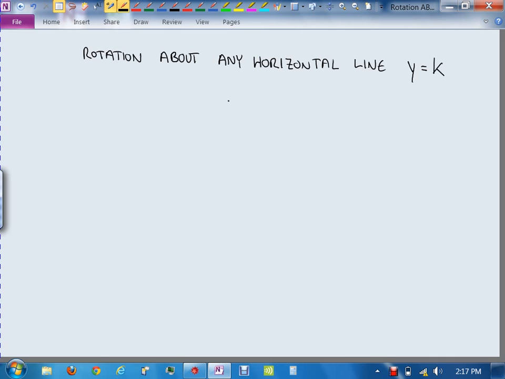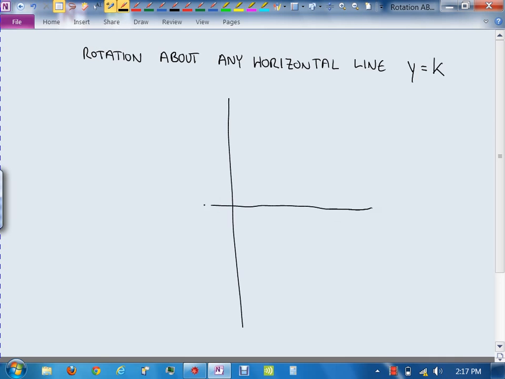So here's my picture. I've got an x and y axes here. And now let me start with a horizontal line. I'm going to come in here with a dotted green line, and I'm just going to throw it wherever I want. Here's my dotted green line. That's y equals k, right? And I want to rotate around that line instead of around the x-axis. And then I'm going to draw two functions like I did before.